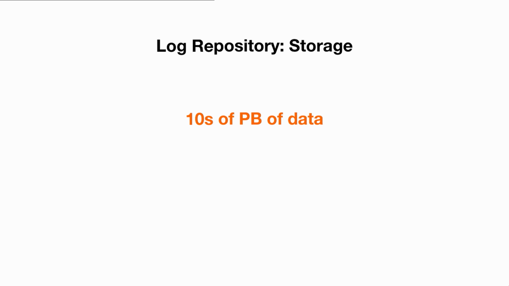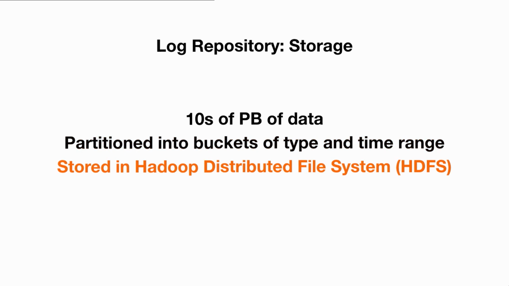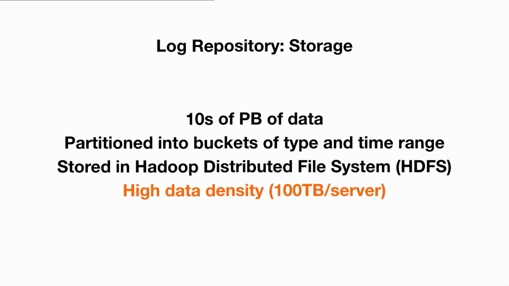So one of the big factors is we have a ton of this data. We have tens of petabytes of this data, which we partition into buckets of time and type using a partitioning algorithm. And basically, every bucket of time and type is one giant file that's compressed and stored in Hadoop Distributed File System, or HDFS. So one other interesting characteristic is we store a ton of this data per server. We store about 100 terabytes per individual server before compression and replication, and this is across hundreds of servers. So it's a lot of data.